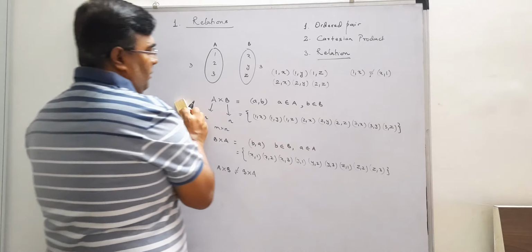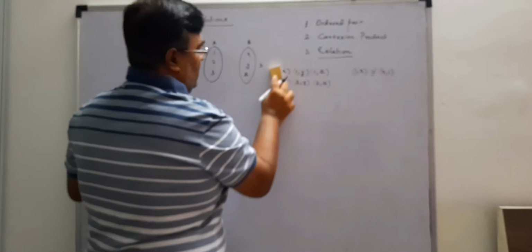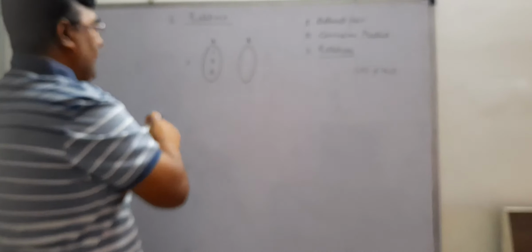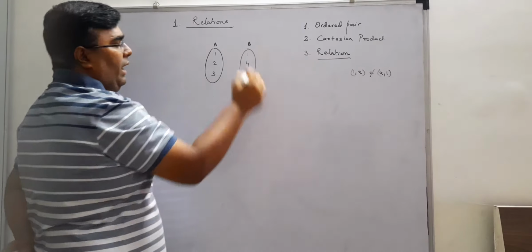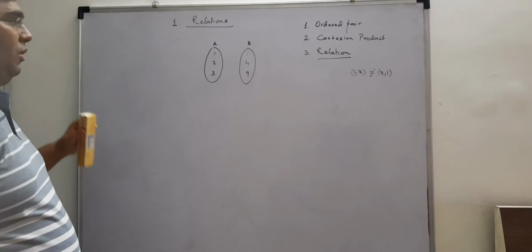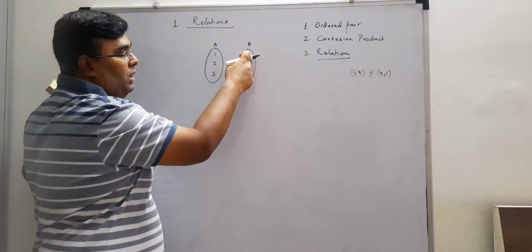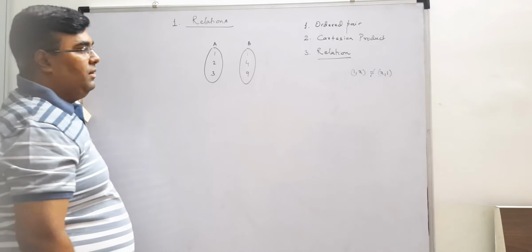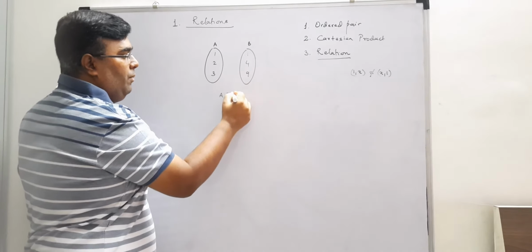But let us take an example where we can define a relation. Suppose we take B as 1, 4 and 9. Now we can define a relation that the element of B is the square of the element of A. 1 is the square of 1, 4 is the square of 2 and 9 is the square of 3. So here A is related to B.